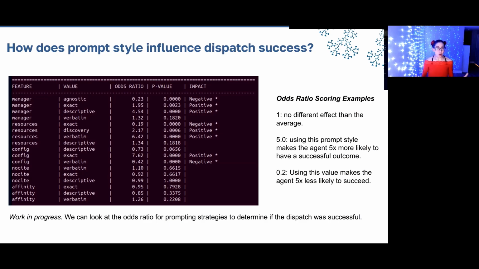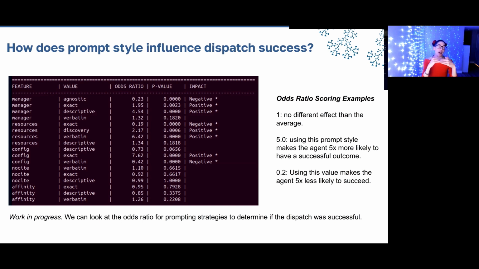And then what we're able to do is generate an odds ratio. So we can look at the odds ratio for each of these prompting strategies for each different feature to determine the relative contribution of the feature to the dispatch being successful. As an example, an odds ratio of 1 says this particular combination has no different effect than average. Not really that interesting. A score of 5 would mean that using this particular prompt style in this particular feature makes the agent 5 times more likely to have a successful outcome.